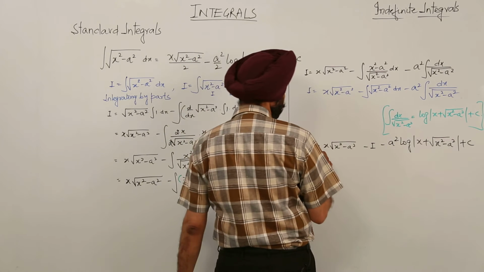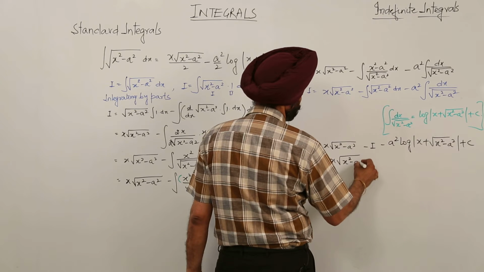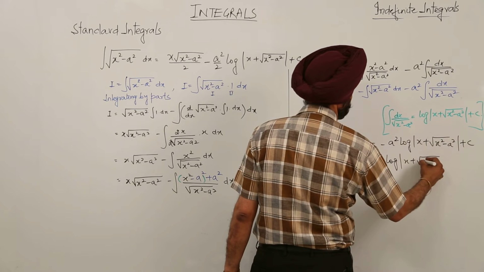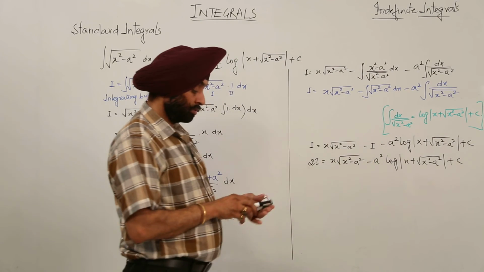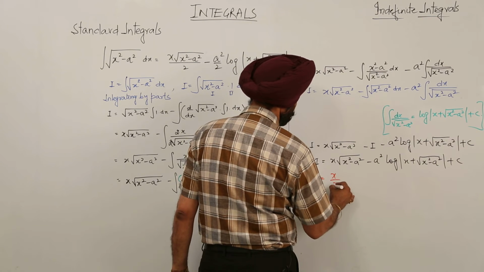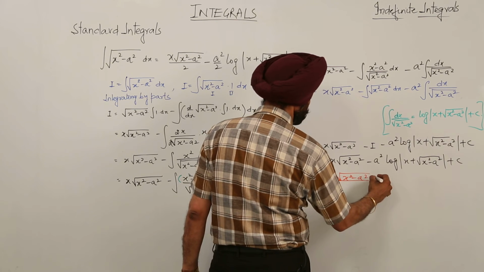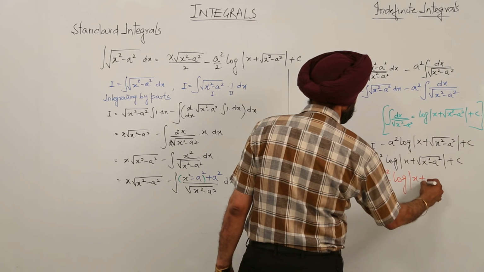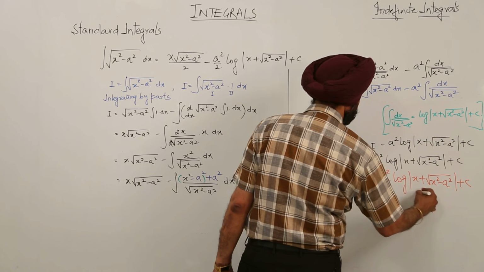This I shifts to this side, and finally what we have is x upon 2 square root of x square minus a square, minus a square upon 2 log x plus square root of x square minus a square, plus c. Proved.